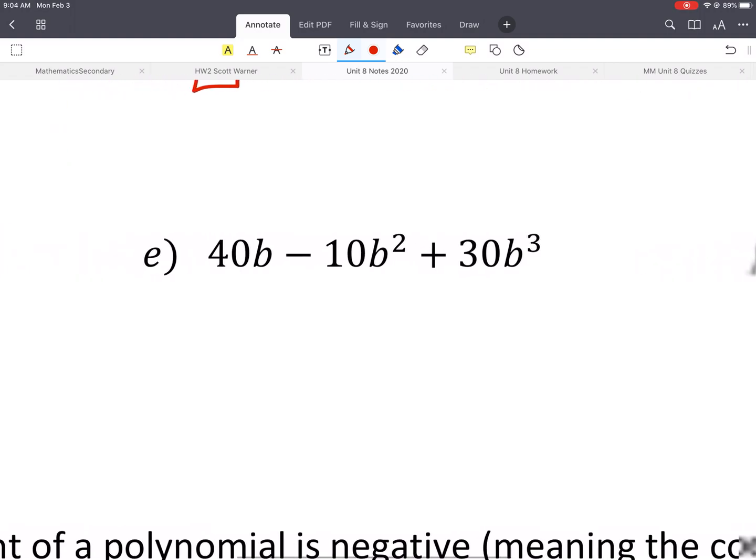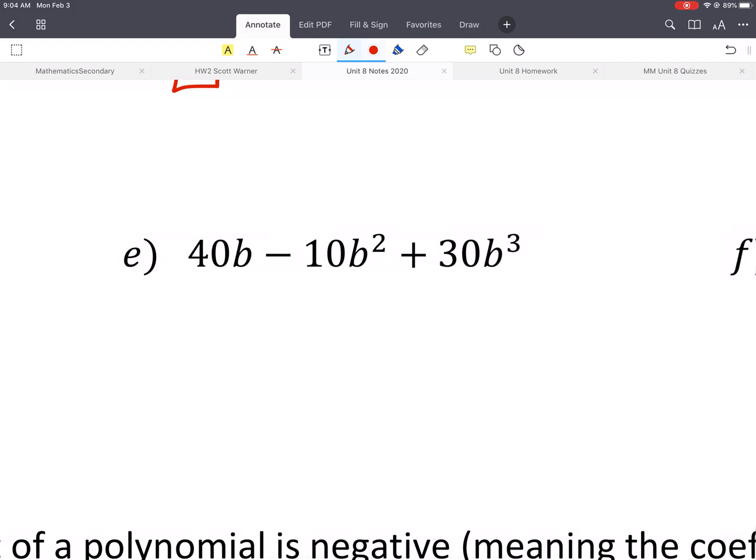Okay, pause and see if you can do E and F if you haven't. So here, greatest common factor. For here, I would just, looking at that, it would be 10. Okay, and then for the smallest exponent would be b, so 10b.